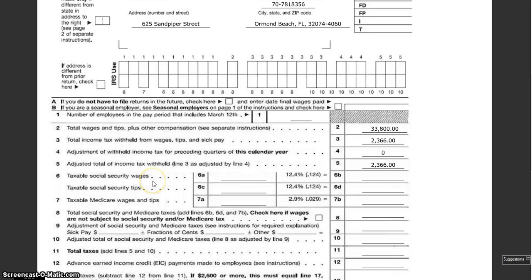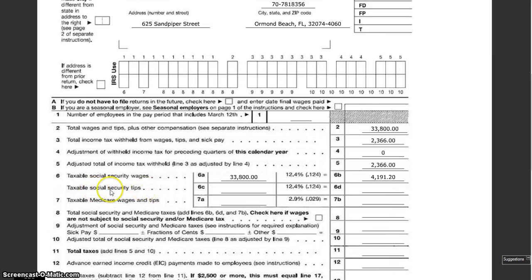Taxable Social Security wages. Now we are looking at the total wages that we earn, the 33,800, and we're going to multiply by 12.4%. You're probably wondering why. We thought Social Security was 6.2. But that's 6.2 from the employee and the employer, which adds up to 12.4. So we multiply 33,800 by 12.4%, or they even give you the decimal 0.124. When we do that, our answer should be 4191.20. You should do the multiplication here though, so you understand where that number came from.